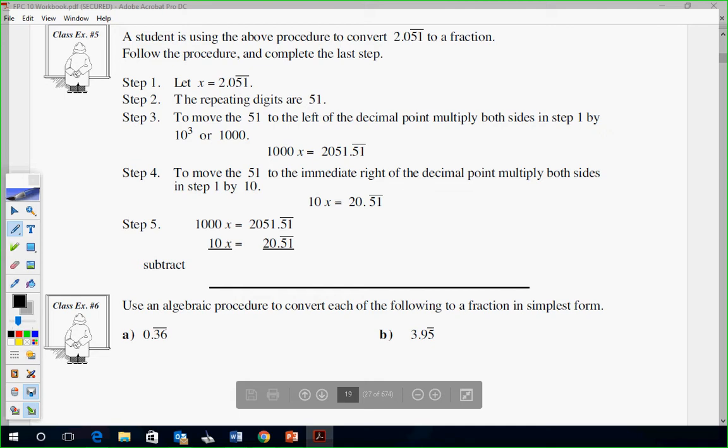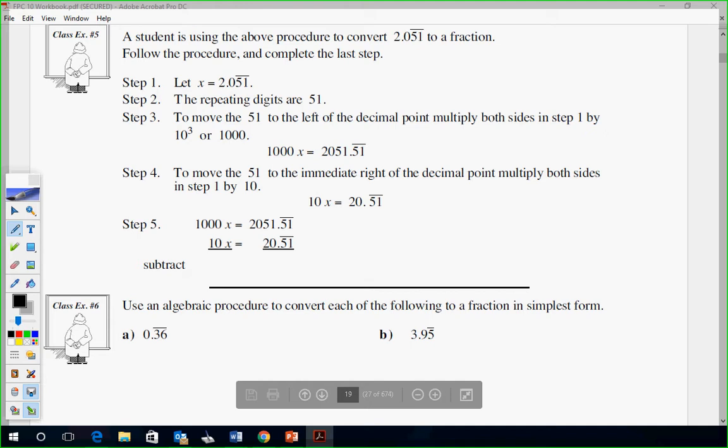The repeating digits are what? It's the 51. To move the 51 to the left of the decimal, he needs to multiply it by what? We need to move these two, so the 1, 2, 3 spots, because we want it to be on the other side of the decimal. Does that make sense? So the last digit of what's repeating, you want to move to the other side of the decimal. So we're moving it 1, 2, 3. So 3 means 3 zeros. That's why they used 1,000. So they multiplied this by 1,000 on both sides. Is everybody okay with that?